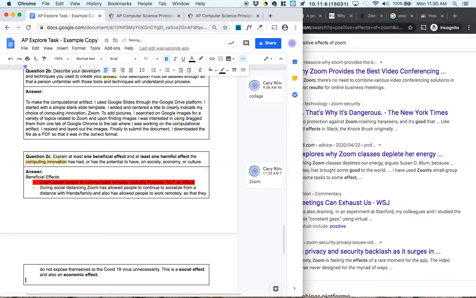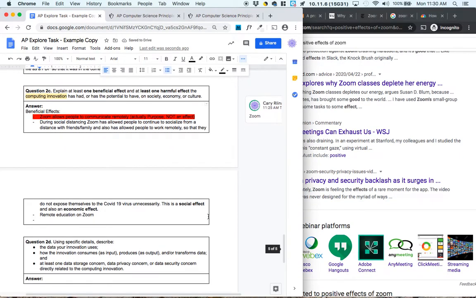All right, now we can keep listing out beneficial effects. So maybe remote school would be a beneficial effect. I mean, I know things have changed a bit. Remote education. I know for New York City we aren't allowed to use Zoom because of some of the security risk, but remote education on Zoom.